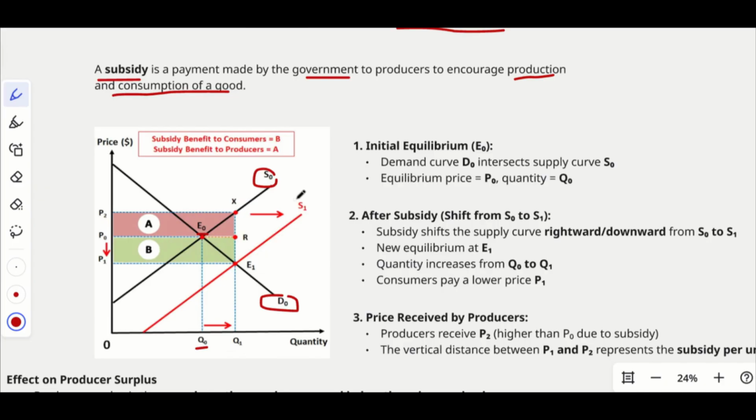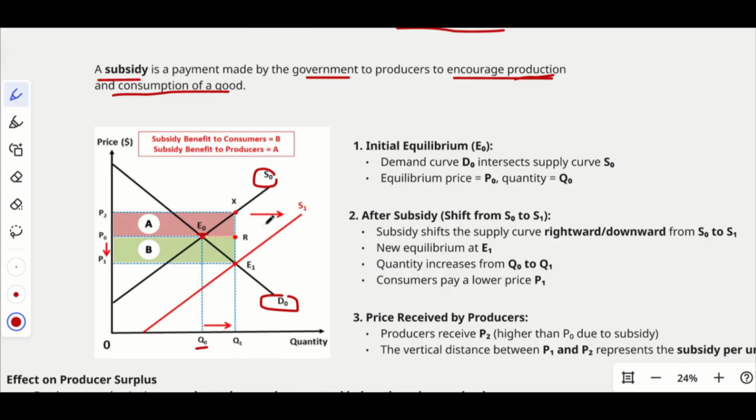The producers can increase their production, right? They are encouraged to produce, so the production will be increased. As a result, the supply of that product in the market will also increase. Whenever the supply in a market increases at all price levels, the supply curve will shift rightward. And if the supply is reduced at all price levels, it will shift to the left side, to show the reduction in supply.